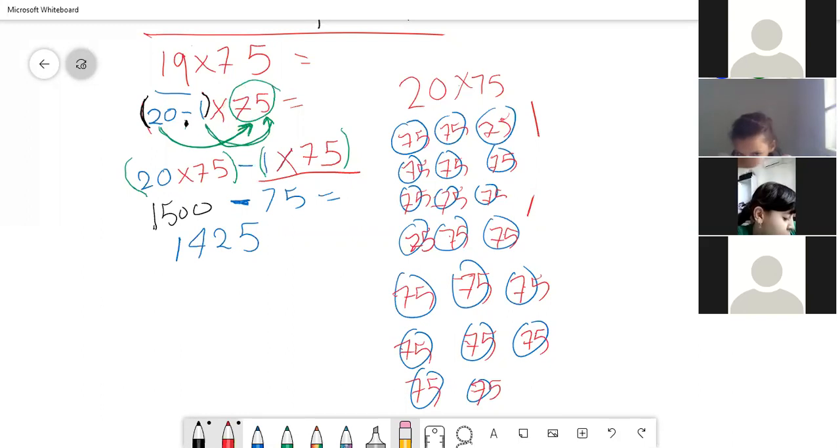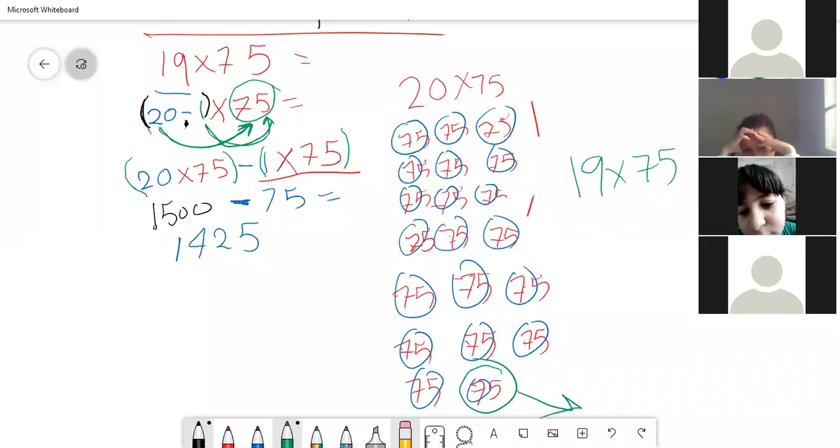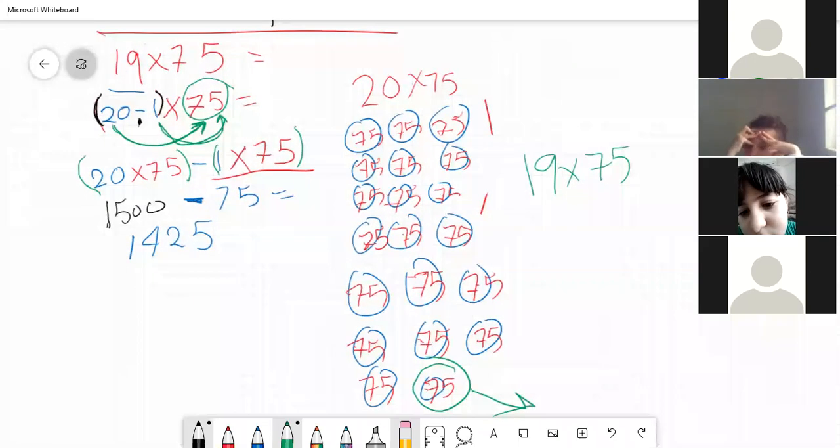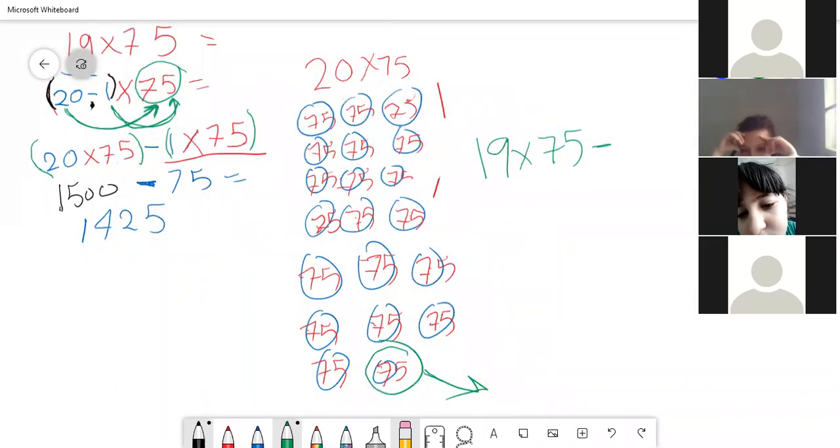Okay, all these are 20 times 75. If you minus this one, imagine you minus this one, how many groups is this? 19 groups. Minus 1 times 75, right? If you minus this one, minus 1 times what? 75.